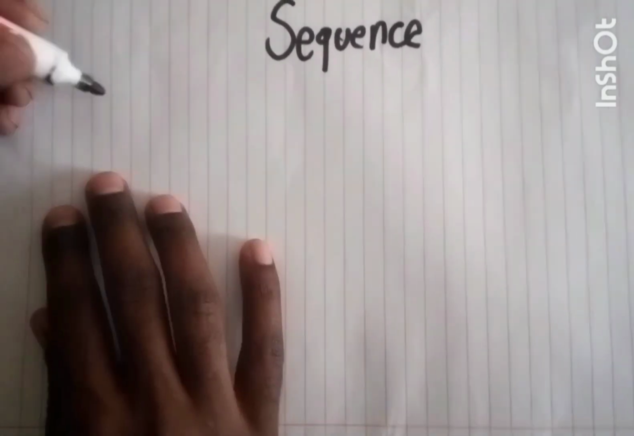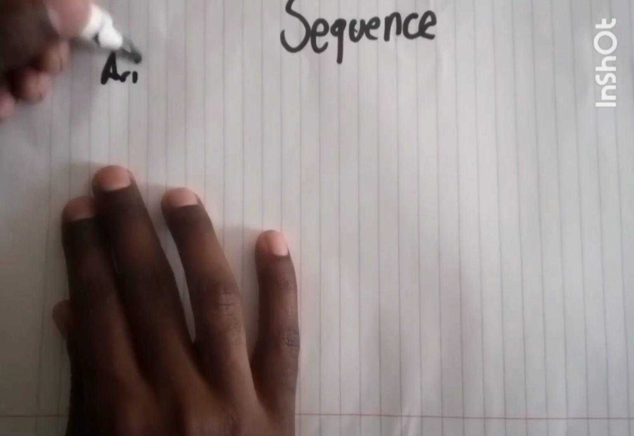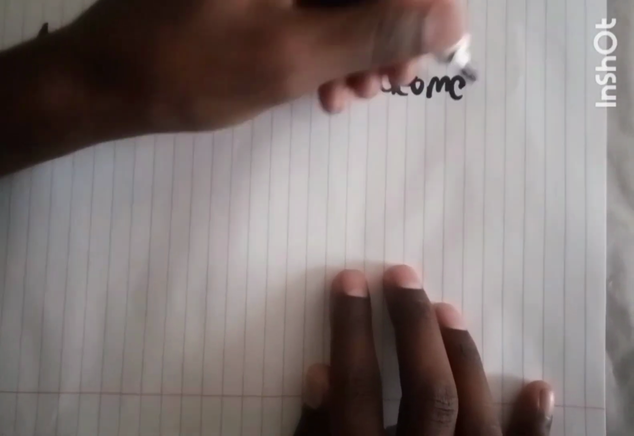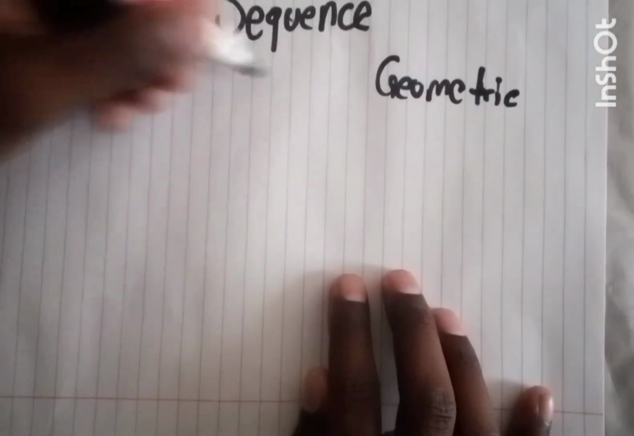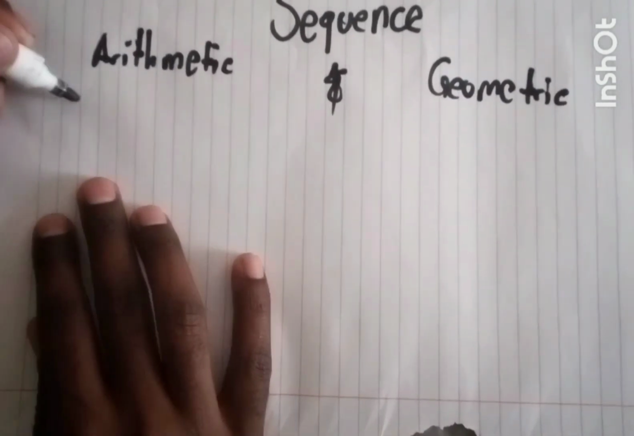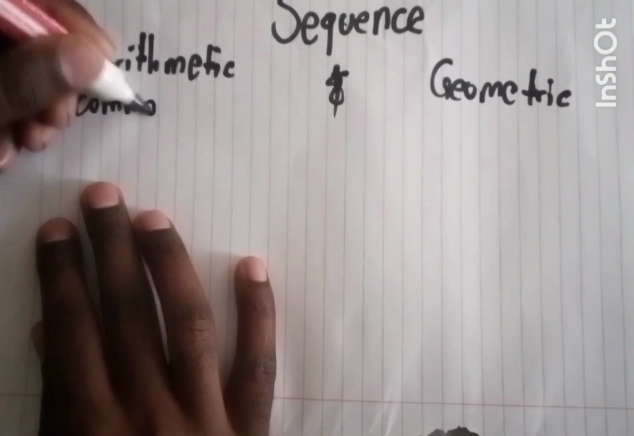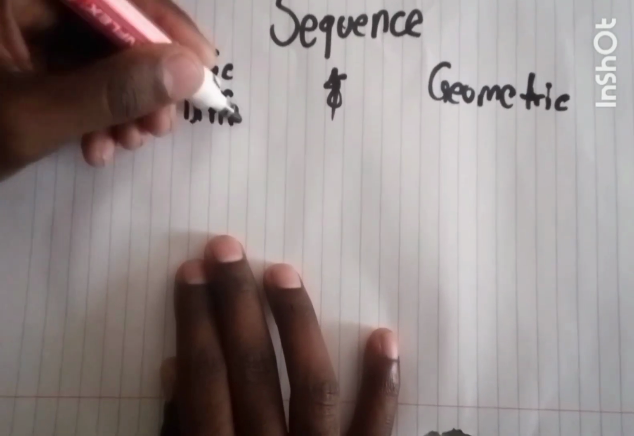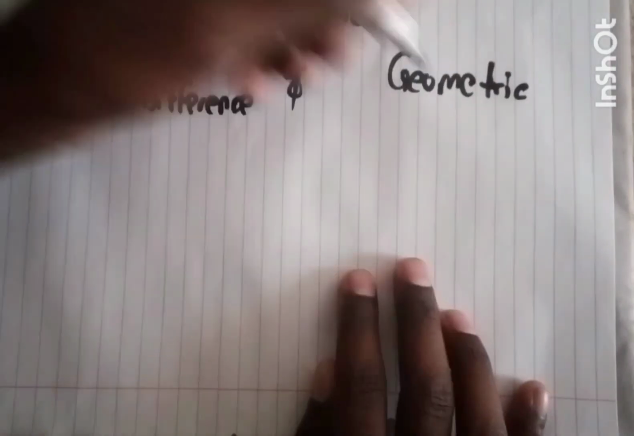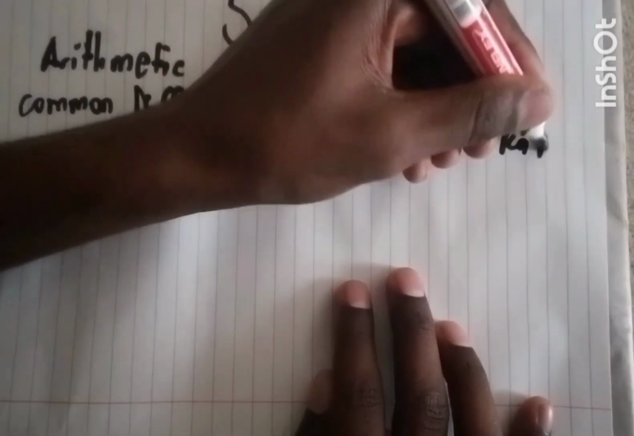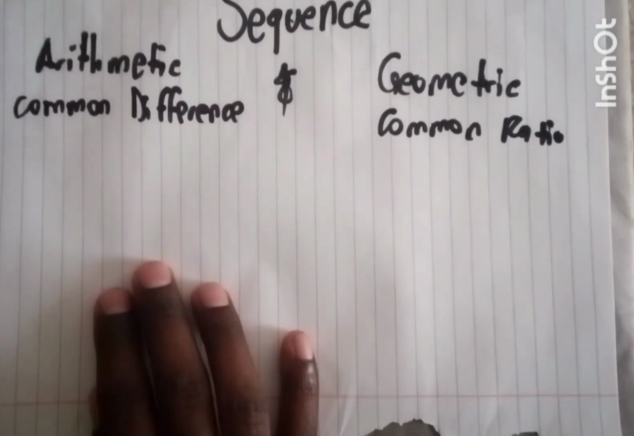Let us talk about the difference between arithmetic sequence and geometric sequence. An arithmetic sequence is a sequence that has a common difference. And a geometric sequence is a sequence that has a common ratio. That's the difference between arithmetic sequence and geometric sequence.